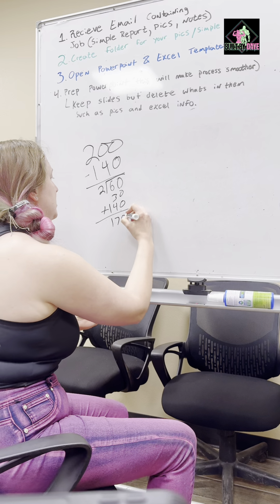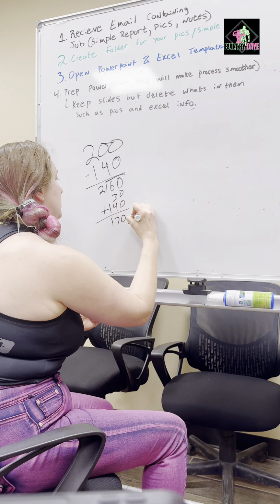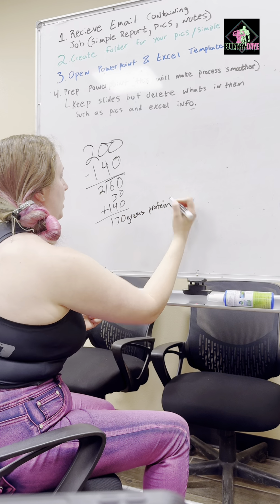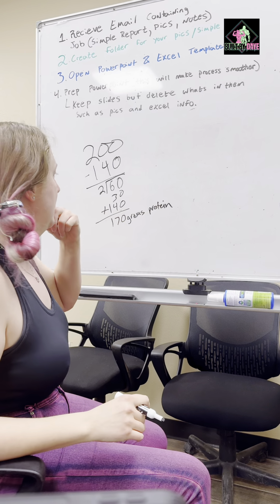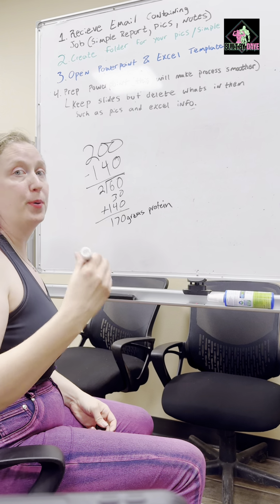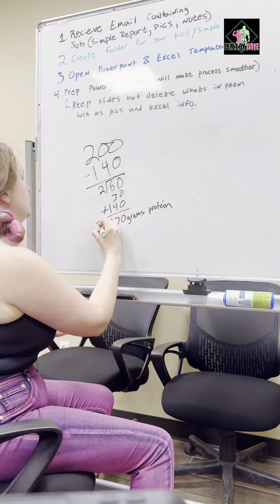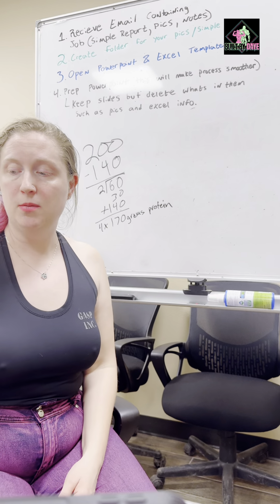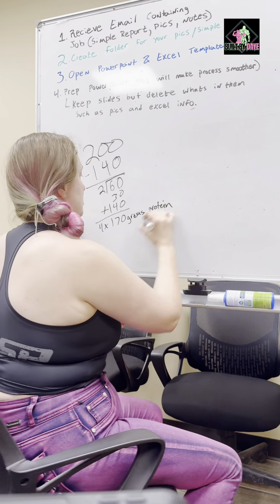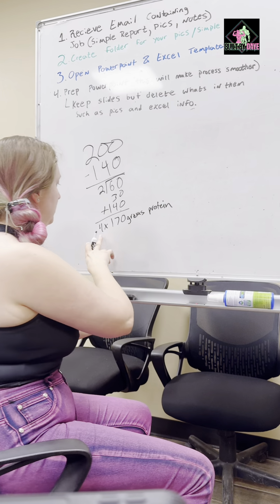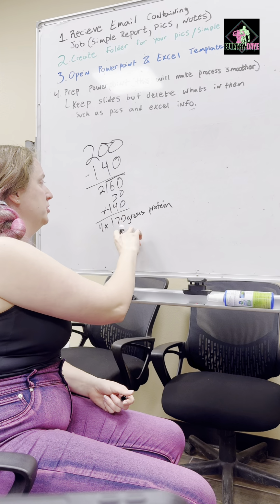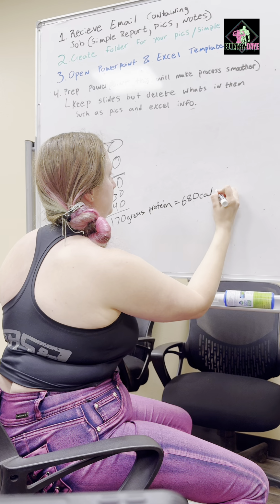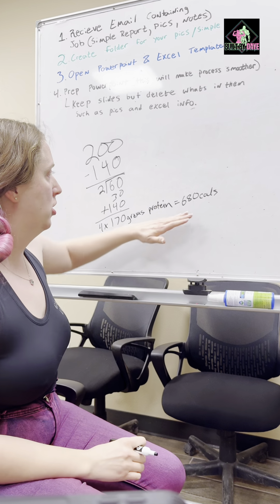Now this 170 is going to be our grams of protein. All right, 170 is our grams of protein. Now we know that each gram of protein is worth 4 calories. So we're going to do 4 times 170 to figure out how many overall calories that is. So 4 calories times 170 grams of protein equals 680 overall calories. Now, that's our starting point.